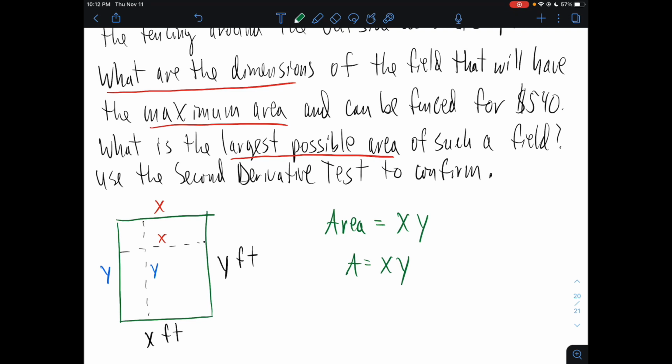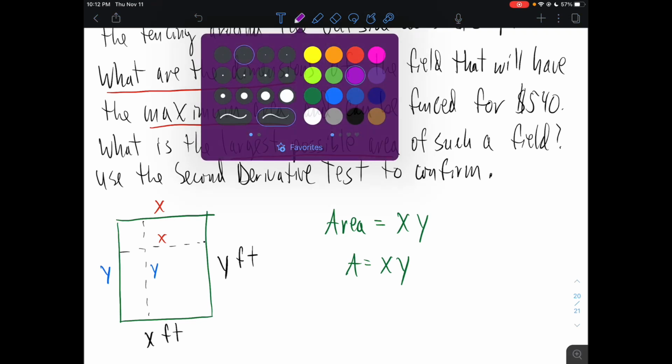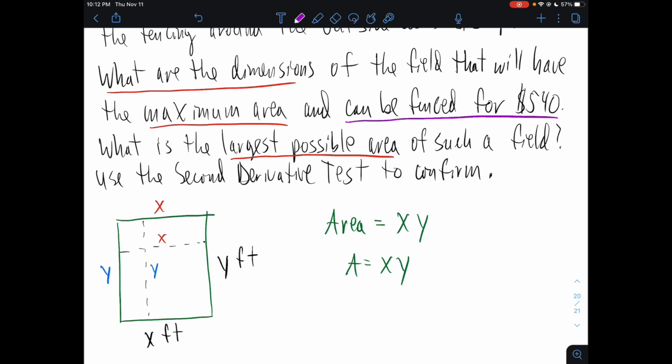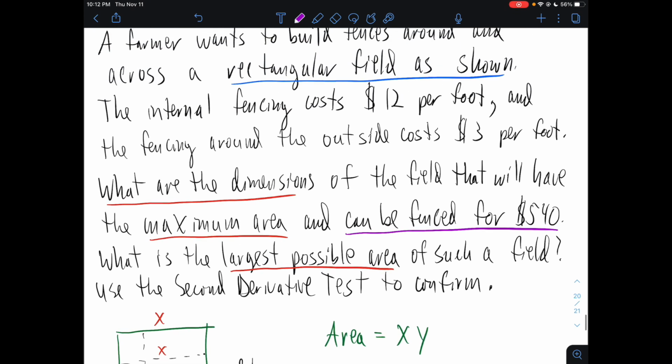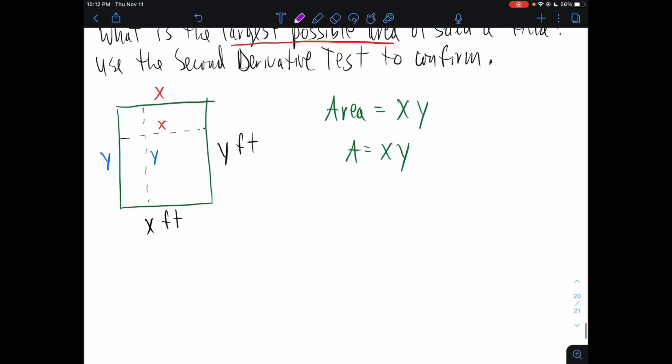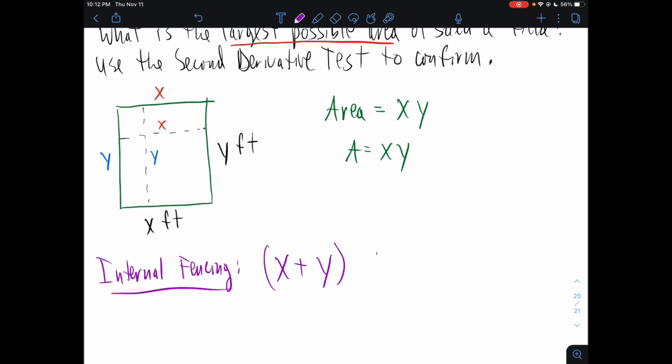We also do have a restriction in that we want our cost to be $540. So they want to have these fences made for $540. So what we're going to start to do is build a cost function. So let's start with internal fencing costs, $12 per foot. So internal fencing, that would be the two dashed lines. So how many feet is that? It's x plus y feet.